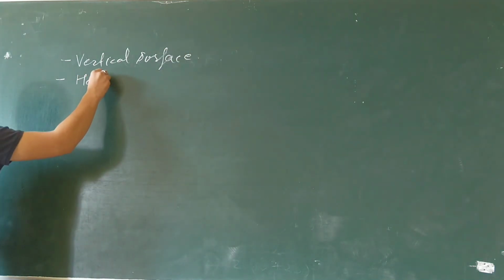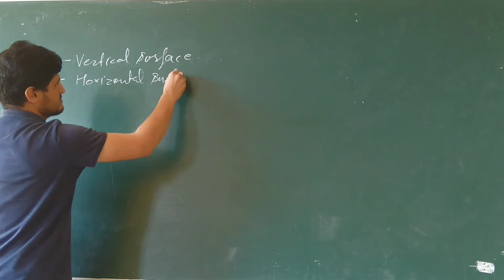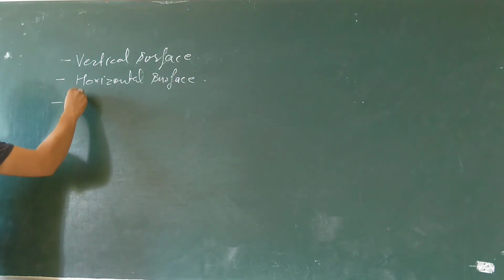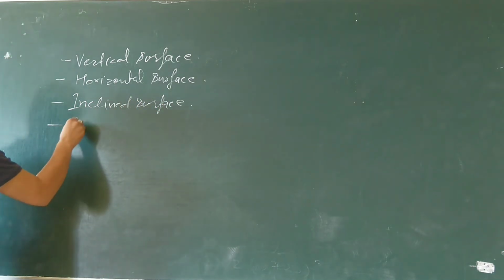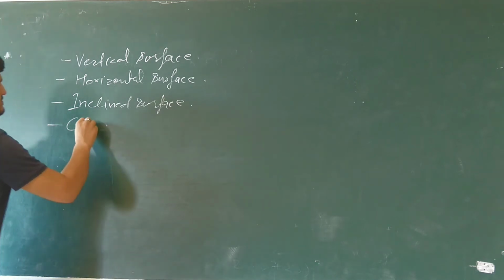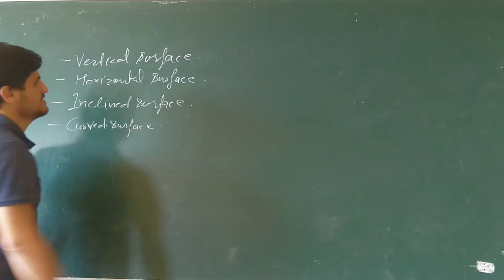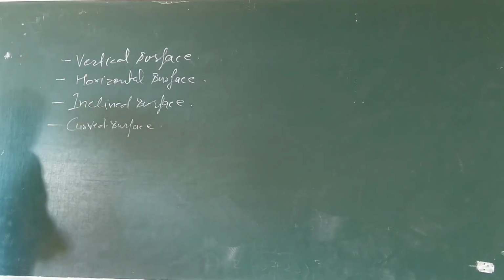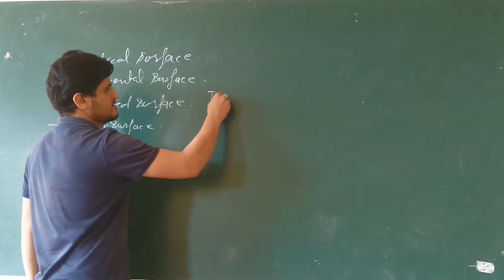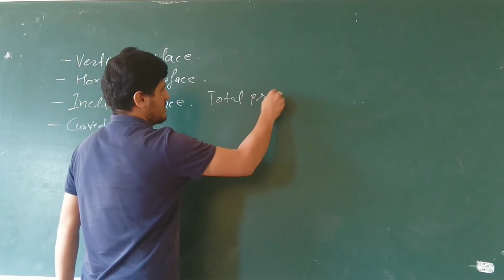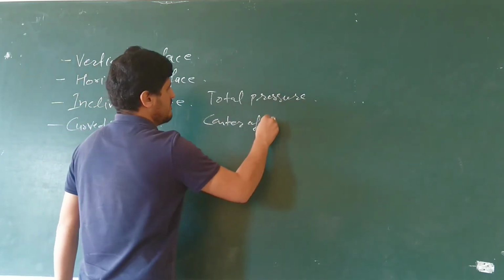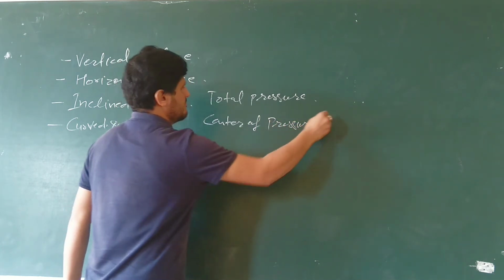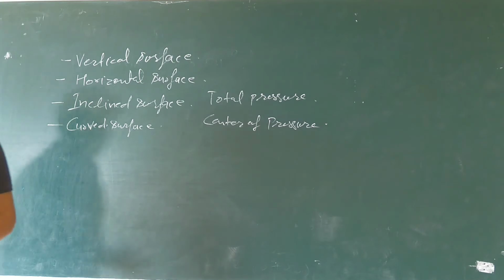Second will be horizontal surface. Third one is inclined surface. Next one is your curved surface. Okay. So we will take one by one all these surfaces and we will calculate what is the total pressure and center of pressure for all these types of surfaces. Is that clear? So, yeah.